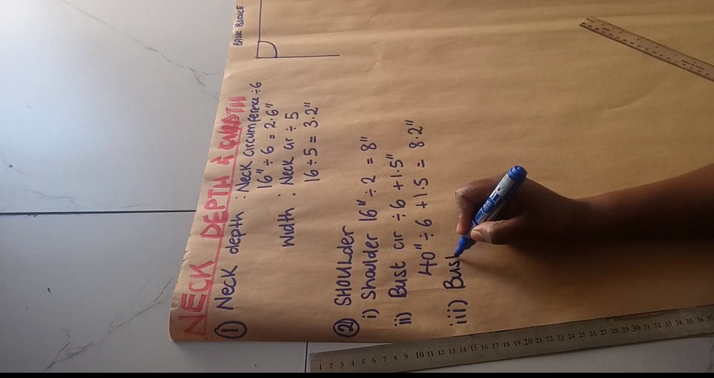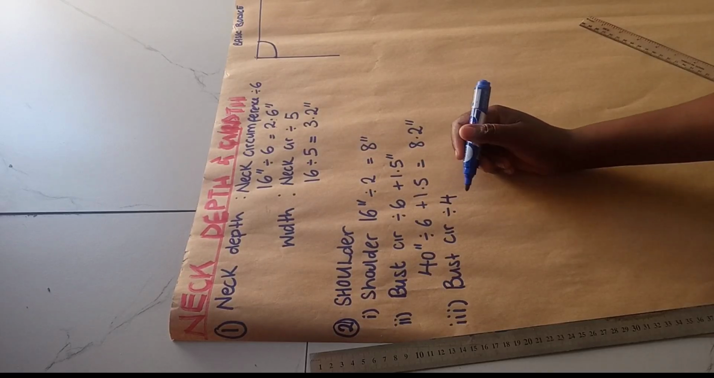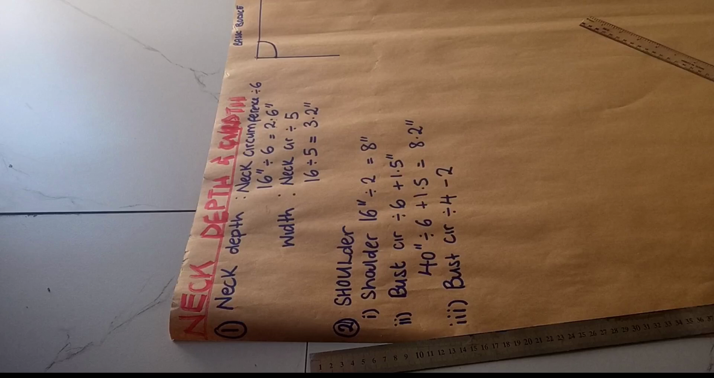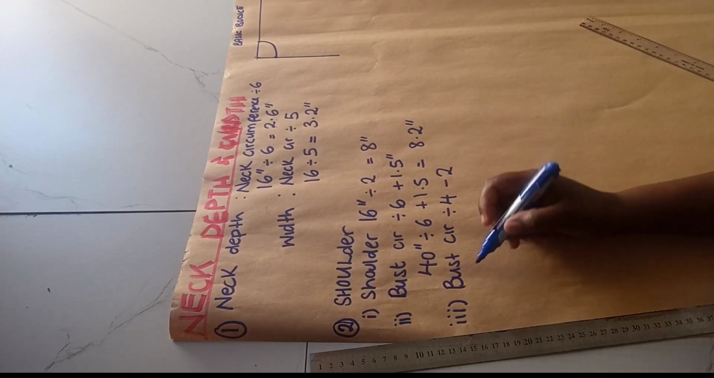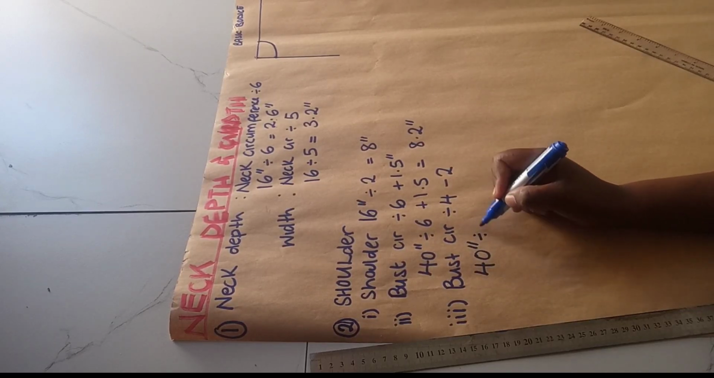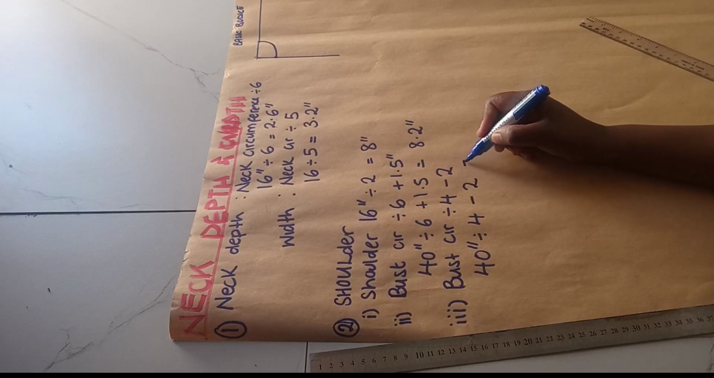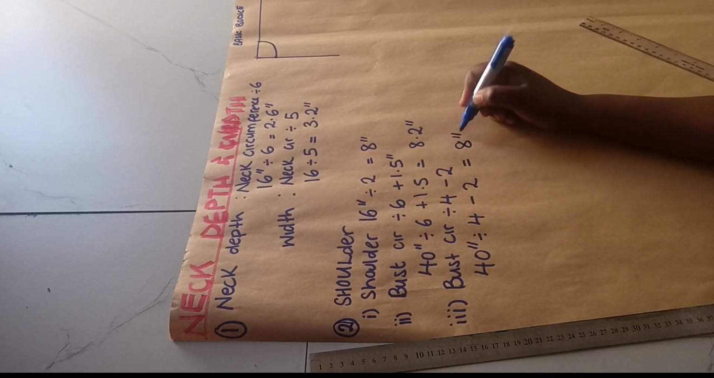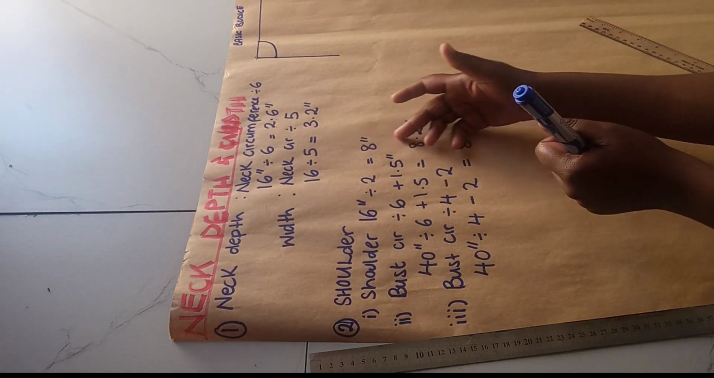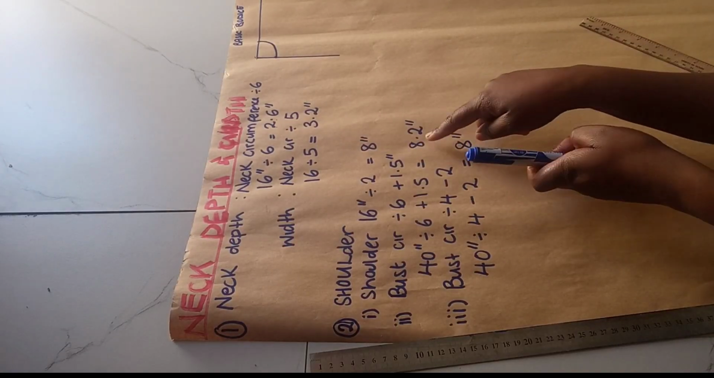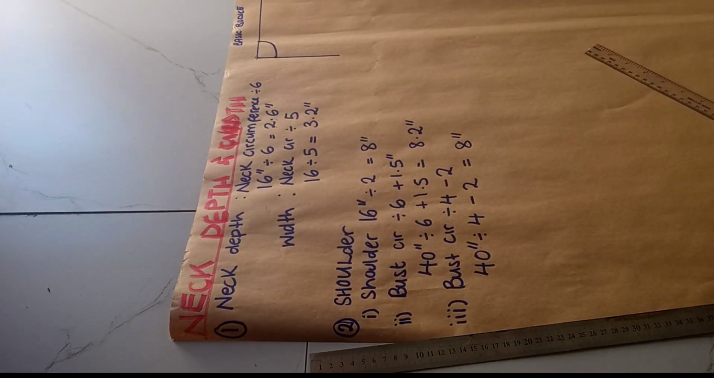So another method, guys, again we use the bust circumference. Now here we divide by 4, then we minus 2 from that. So our bust circumference was 40 inches, divide by 4 minus 2. So that is 10 minus 2, which will give you 8 inches exactly. So you can see these numbers are sort of tallying. So you can actually even get the average, which is 8 inches.